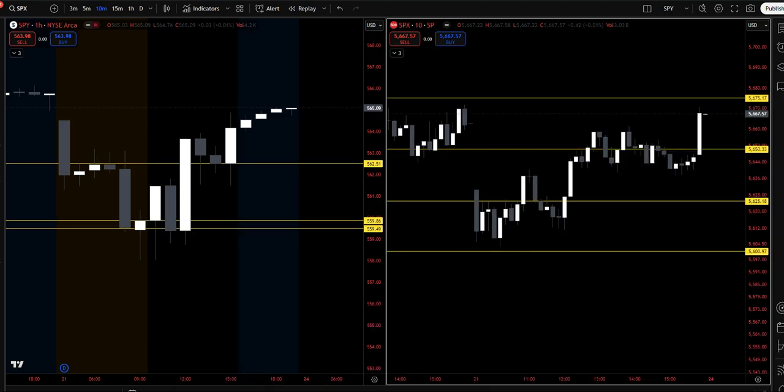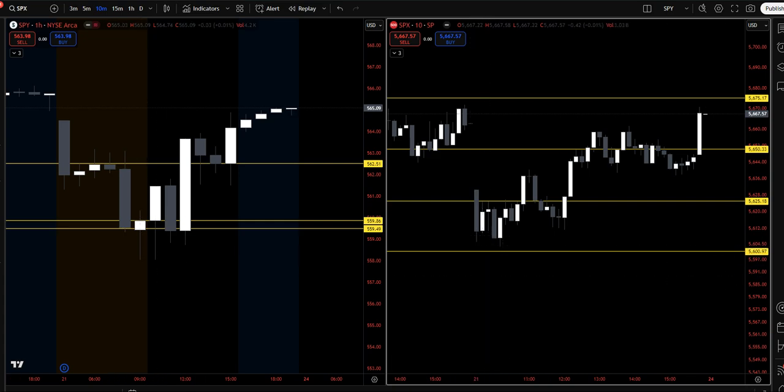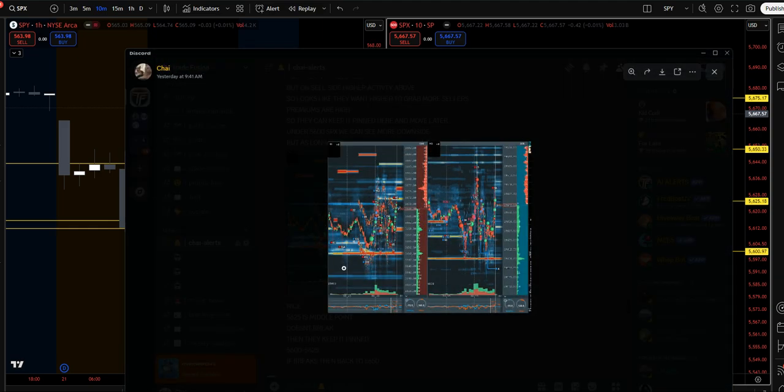So 5,600, I took calls here. Near there, 5,600, I took calls. Another reason I took calls is that on the Bookmap, we can see liquidity, right? So this matches with our charm as well. We can see liquidity forming up. I know this says ES and this says NQ.